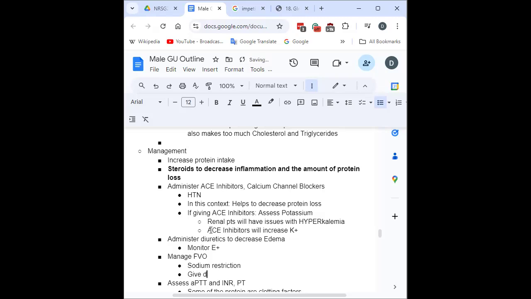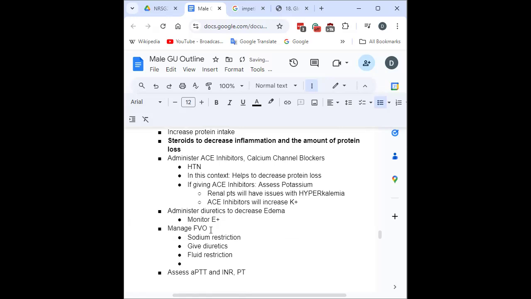Let's see, we already mentioned diuretics. Give diuretics, and fluid restriction would probably be good. And obviously you want to monitor your urine output and your I's and O's. You don't want the patient to have an acute kidney injury, which you'll learn more about in third semester, but you always want to think about this kind of stuff. You want to make sure the patient has good urine output.